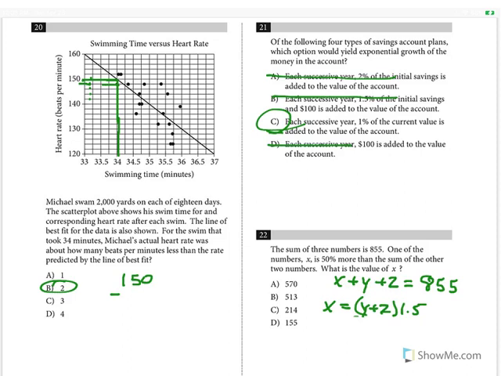Now we have one equation with three unknowns simplified to one equation with all unknowns in terms of just one of those unknowns. So that gives us x plus x divided by 1.5 equals 855. And now we have 1.5x plus x. We've got to get a common denominator, so multiply that first x times 1.5 over 1.5. Then we can add the two. That equals 855.